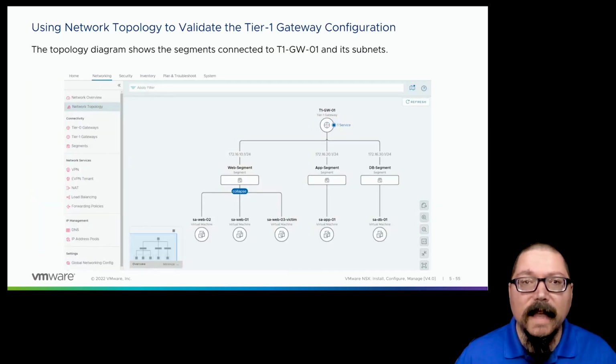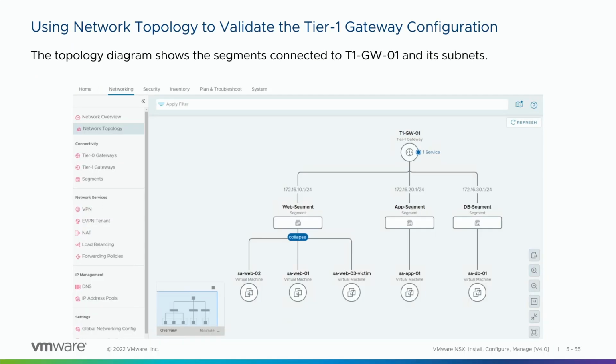Now we can validate that if we go back to our network topology. We can validate and look and see that web segment and app segment and DB segment are all connected to a tier 1 gateway called T1-GW-01.